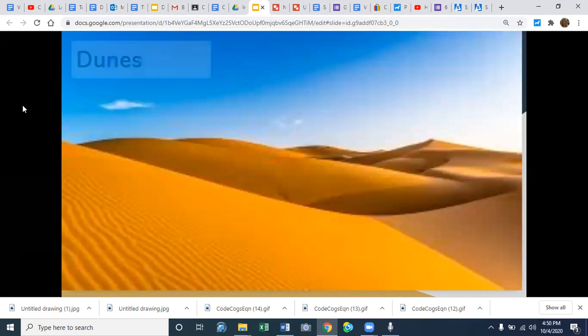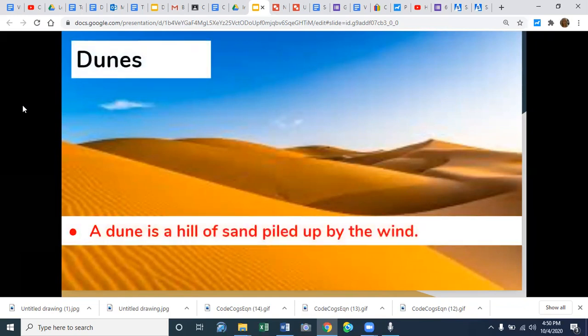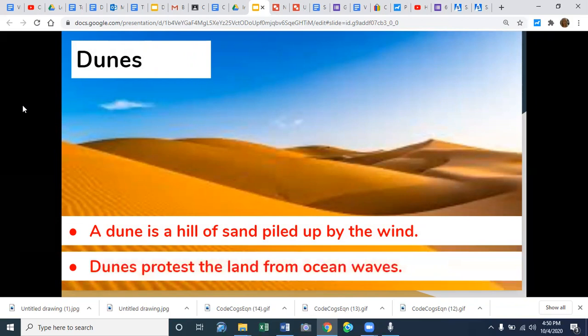What is this? This is a sand dune. A dune is a hill of sand piled up by the wind. Yes, we have sand dunes in the United States. Dunes actually protect the land from ocean waves. That word should say protect, not protest. Dunes protect the land from ocean waves. They build up and they keep the land safe.